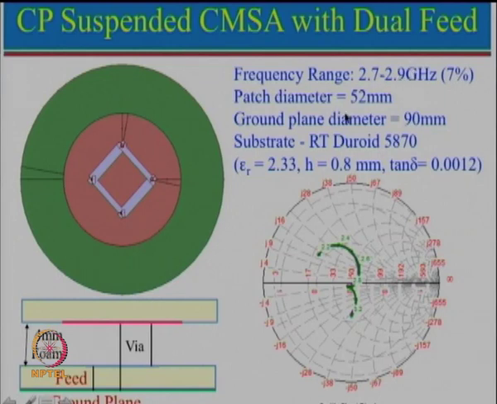Corresponding to this frequency and knowing what is the effective dielectric constant, patch diameter comes out to be 52 mm, and the ground plane diameter is taken as 90 mm. So, this is the input impedance response corresponding to the feed port here. Whether you feed at this port or this port, since everything is symmetrical, both the responses are identical.